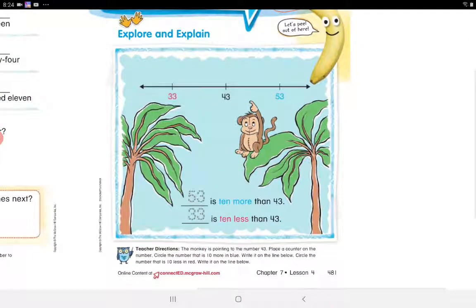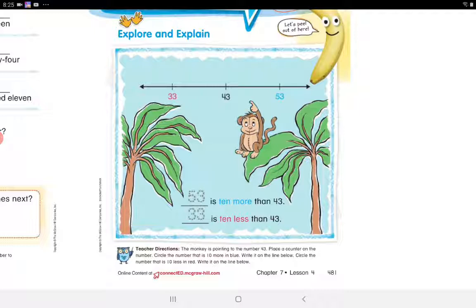So looking at the Explore and Explain, we see that they gave us a number line with the numbers 33, 43, and 53. And they want to show us that the monkey is pointing at the number 43. You can place a counter on the number, or a coin, or a piece of paper. Circle the number that is 10 more in blue. So when I'm doing 10 more, that means I'm only focused on the place value in the tens place. I am not looking at anything in the ones place, so the ones place stays the same.